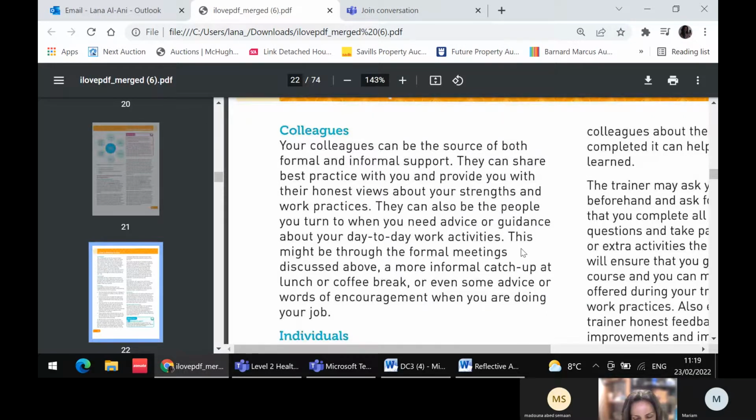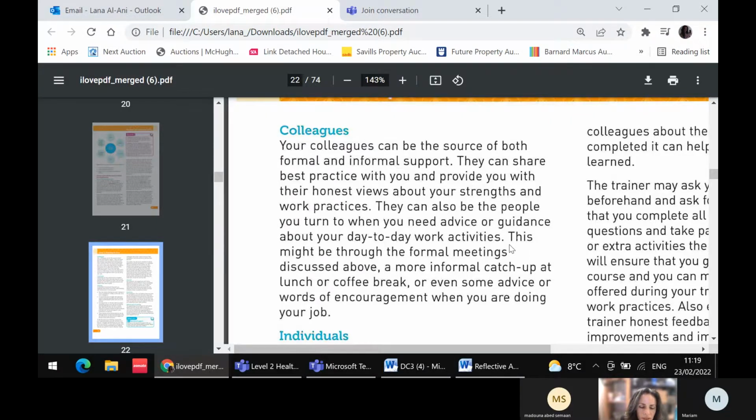Second thing are colleagues. Your colleagues are a very good source of information, whether it's formal or informal support. They can also provide you with day-to-day work activities and knowledge. Especially when you first start working, you need lots of information from them. Also, when you switch shifts, you can get more information from the night shift about the same client.